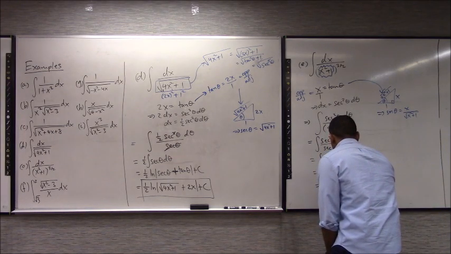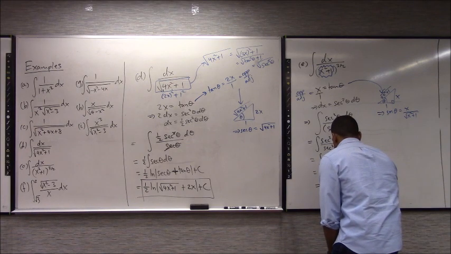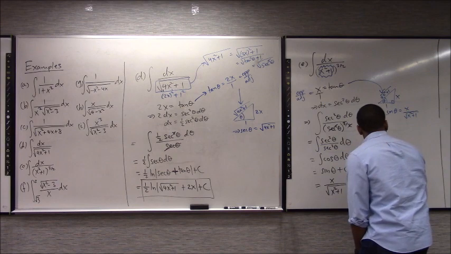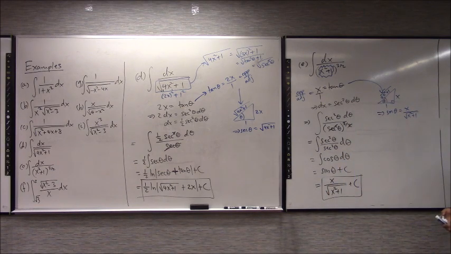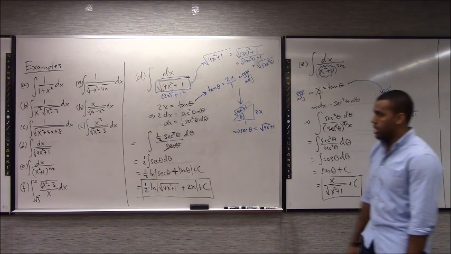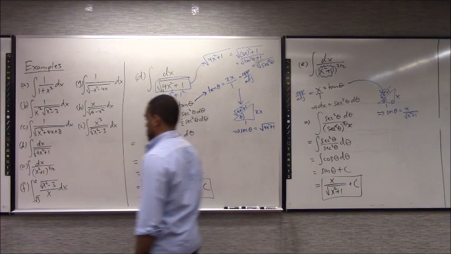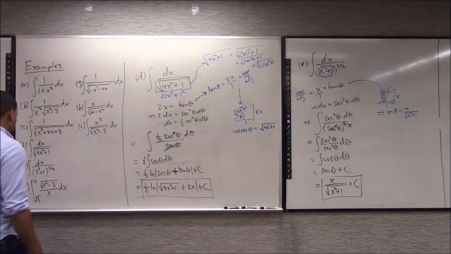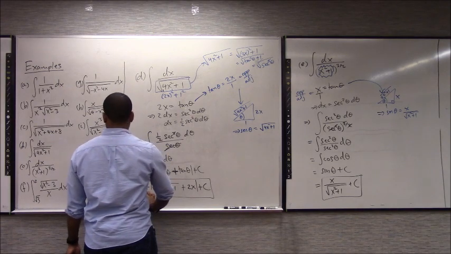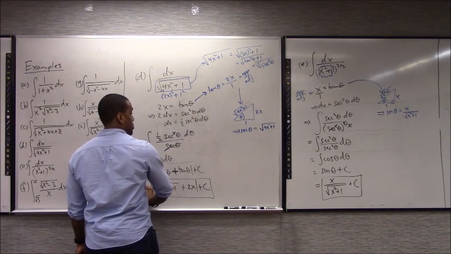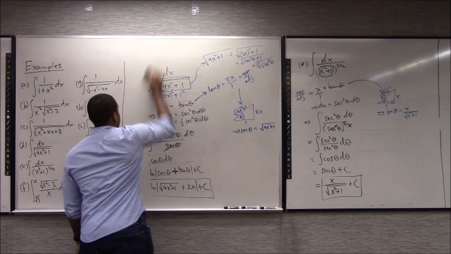So x over the radical of x squared plus 1. That was F.